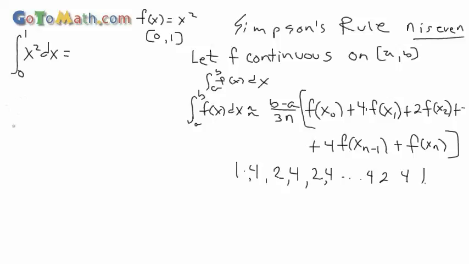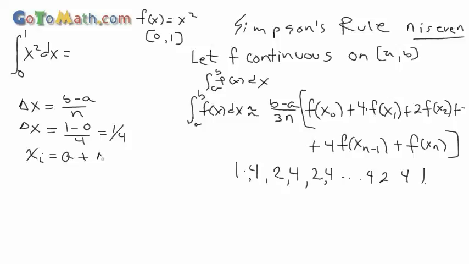First thing we're going to need to know is delta x. Remember, delta x is b minus a over n, n being the number of subintervals. And so we end up having 1 minus 0 over 4. Therefore delta x is 1/4.